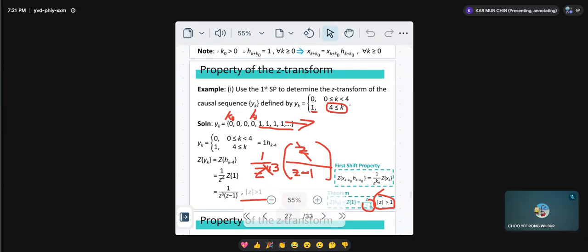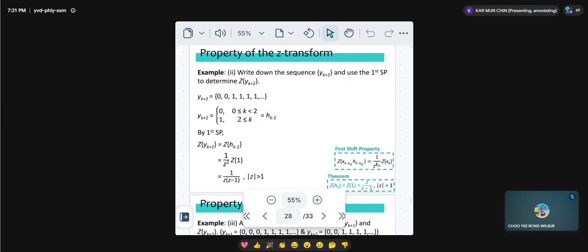If you have a question, you can raise your hand or ask in the chat. So the Z transform is just very straightforward.